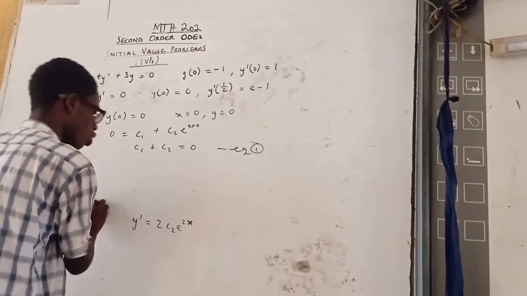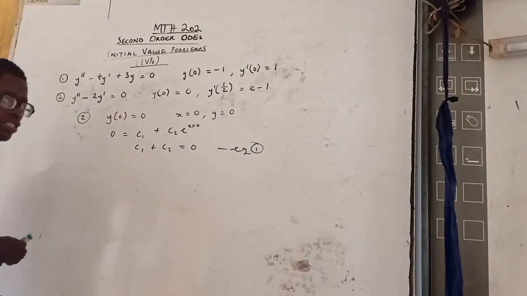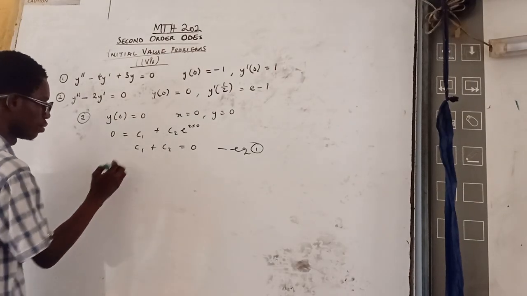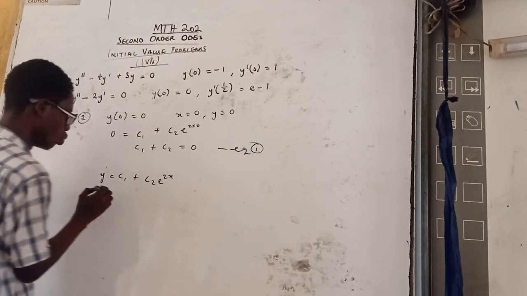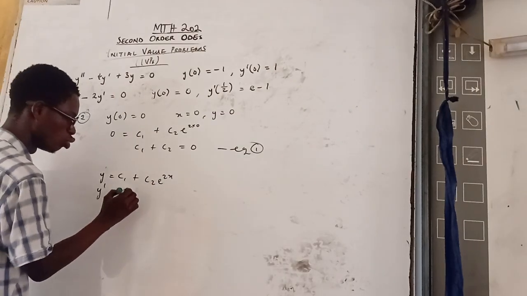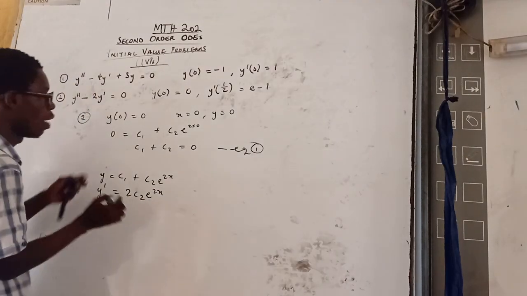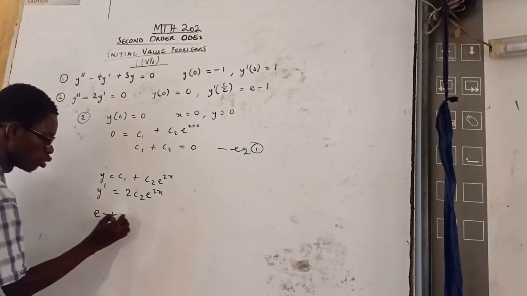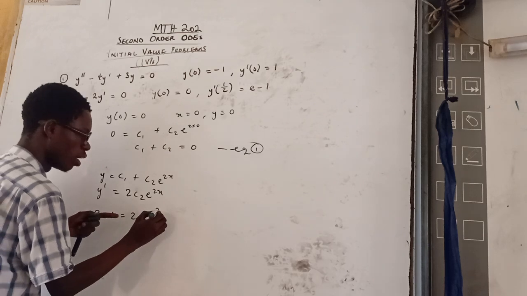So this is our equation 1. To get equation 2, we use the derivative. y prime, y equals c1 plus c2 e raised to the power 2x, which means y prime equals 2c2 e raised to the power 2x. Which means our y prime at this point equals e minus 1. So e minus 1 equals 2c2 e raised to the power 2 into bracket.